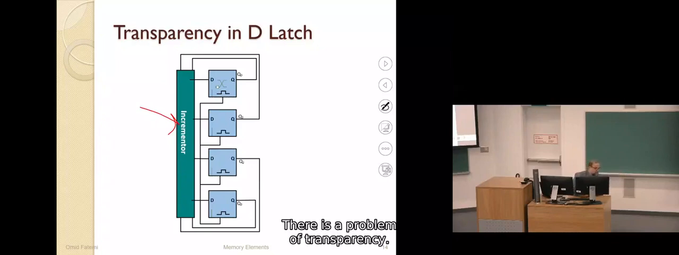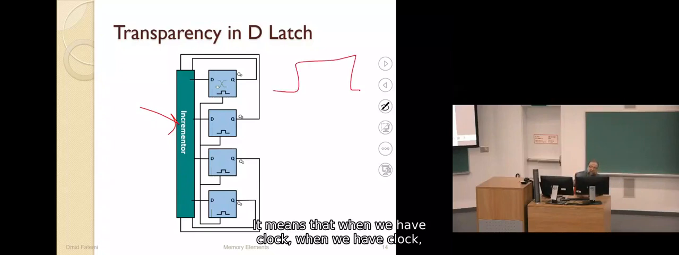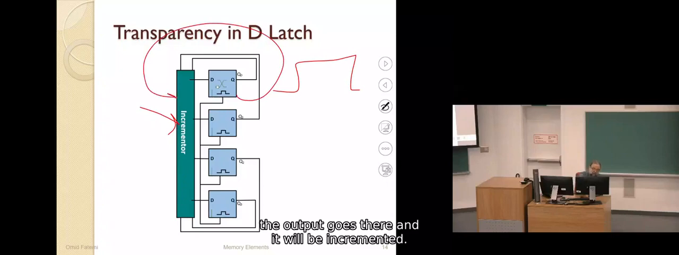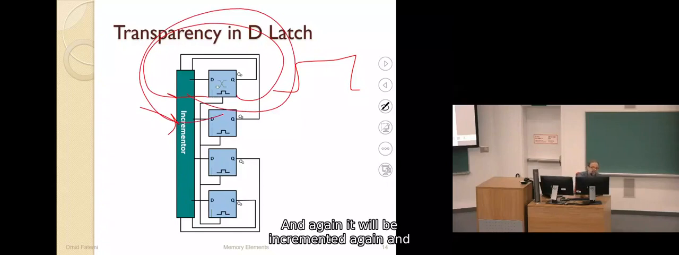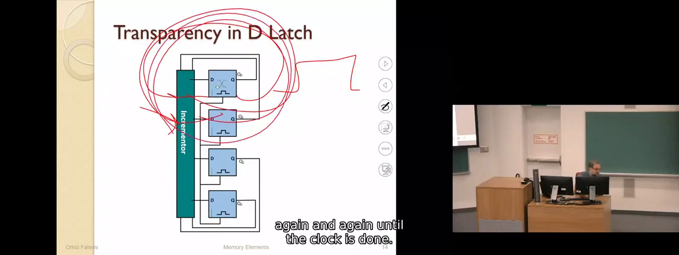There is a problem of transparency. It means that when we have a clock, as long as this clock is high, the output goes there and it will be incremented. And again, it will be incremented again and again and again until the clock is down. So it's not good. We just want to have one count with each clock, not continuously incrementing.